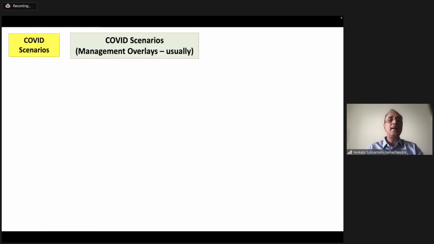And once you have these COVID scenarios, which are also normally called management overlays, because these are not part of the model. You can't anticipate a COVID in a model, because COVID is something that happens once in 100 years or so. There could be some other black swan event that can come up later, but we can't foresee such an event. So these are called black swan events, and they are normally handled by management overlays.